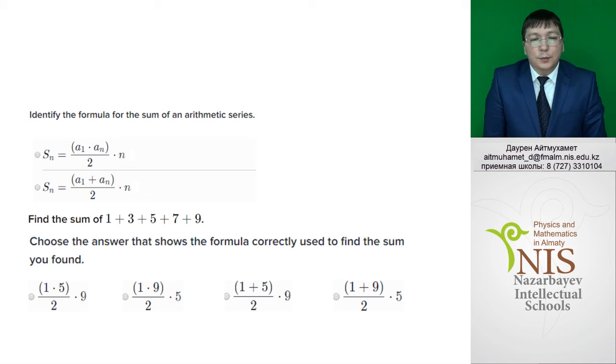And now try to apply that formula in the case you already know the answer. 1 plus 3 plus 5 plus 7 plus 9. Choose the answer that shows the formula correctly used to find the sum. First, second, third, or the fourth formula? Yeah, it's the fourth formula, because you add the first and the last terms divided by 2 and multiply by the number of terms. You see there were 5 terms. 1 is the first, 3 is the second, and so on, 9 is the fifth.